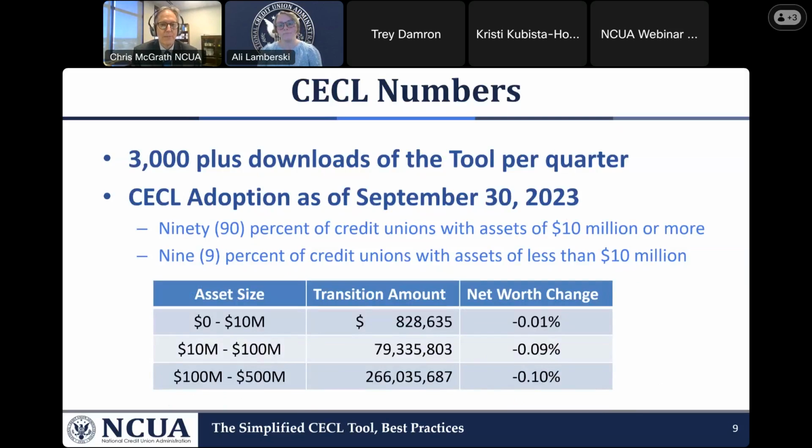As you know, I'm joined here by Trey Damron. He's our senior policy accountant, and he's an expert on generally accepted accounting principles, internal controls, and governance. Today's event will focus on the Simplified CECL tool. The presentation is about 45 minutes, and Trey and I will answer your questions at the end. Of course, please send your questions in, and where we can, we will answer them right away. So let's get to it.